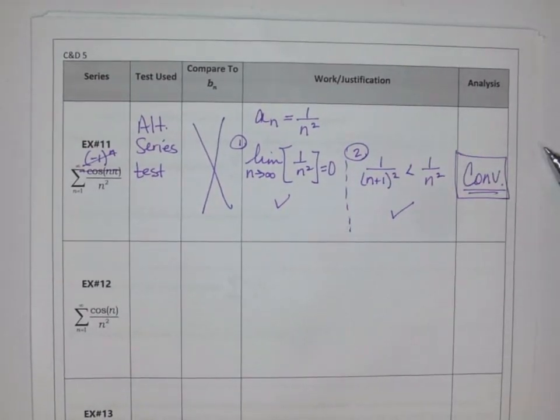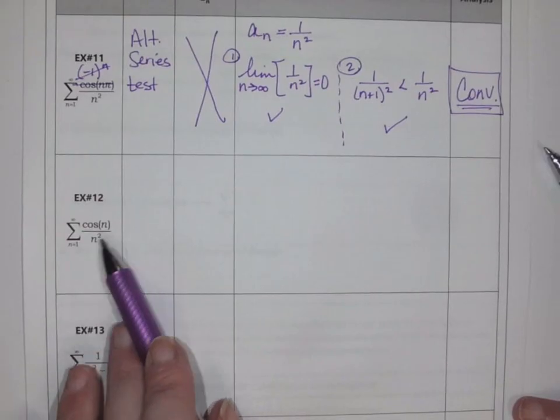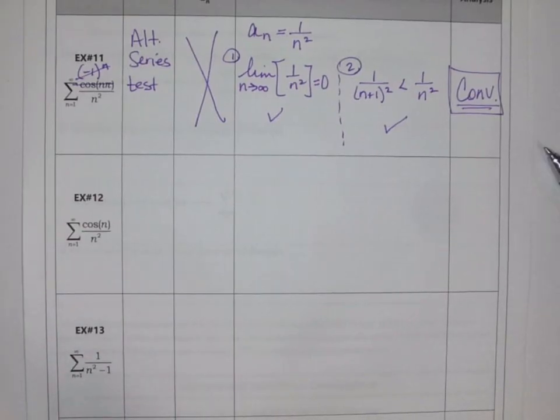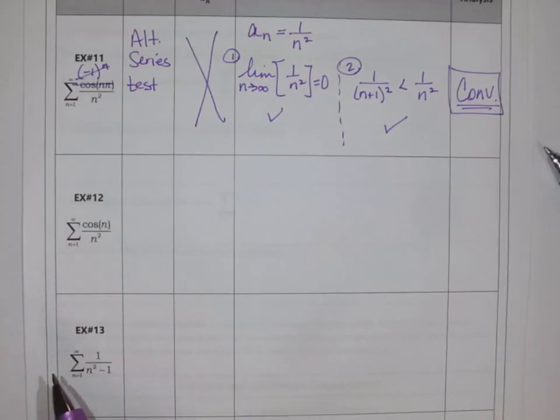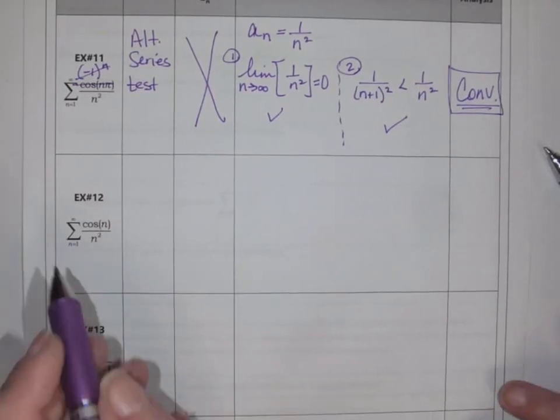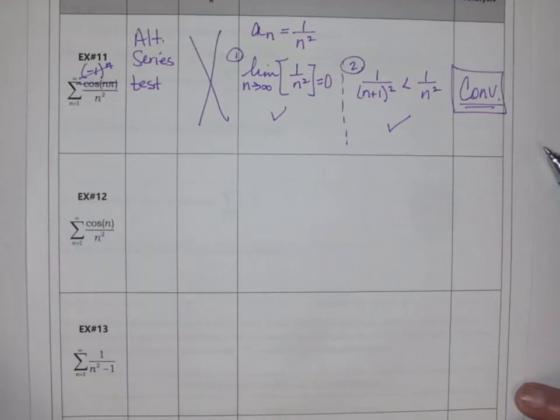Okay. All right, now we have cosine of n over n squared. So this one is different. This one is not alternating because we do not have a pi there. So we're going to use a comparison test. This is very close to a number over n squared.